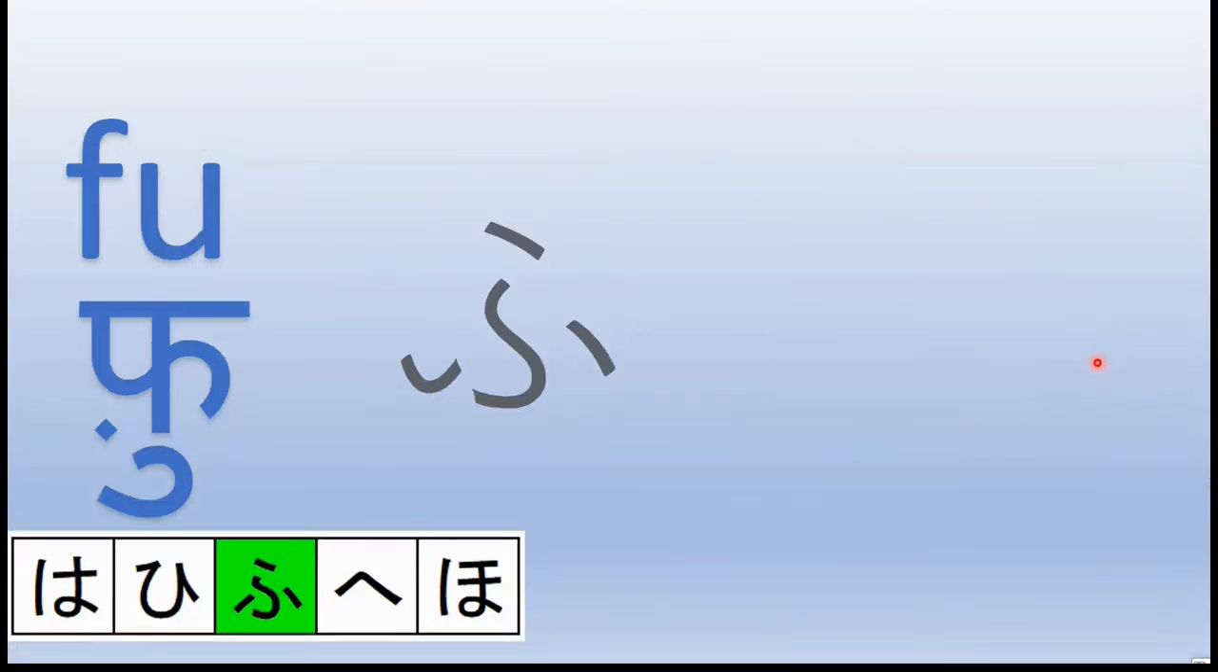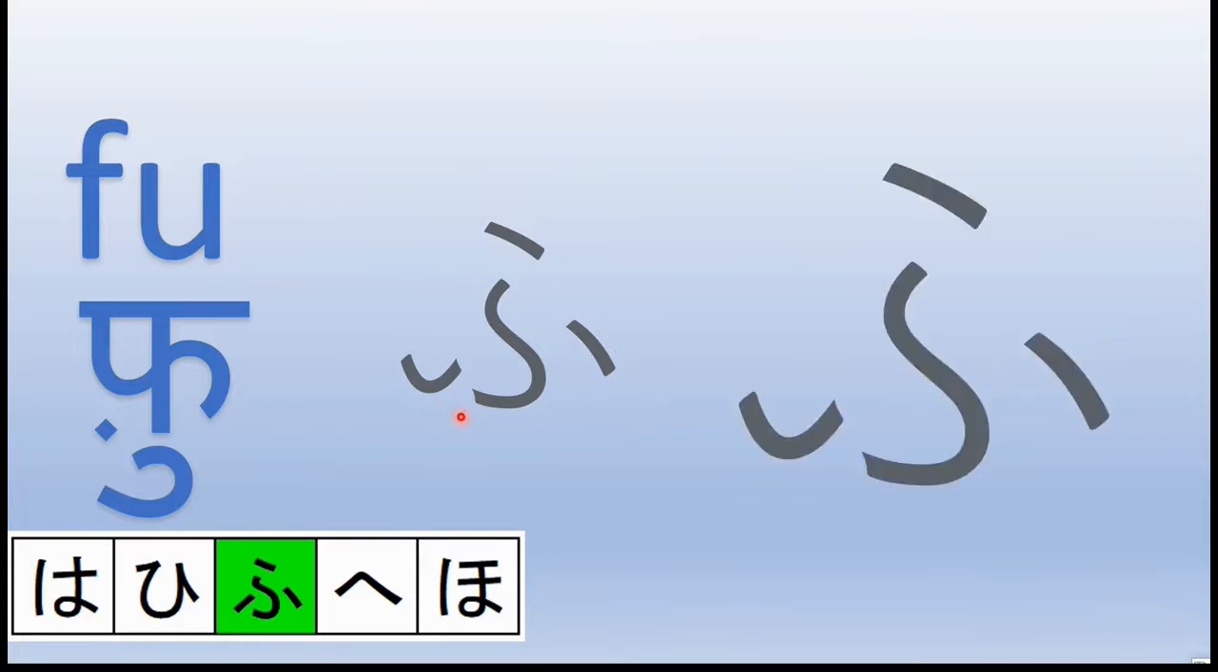Then we have fu. As you remember, after ha and he, there is no hu, but it is pronounced as fu. So this is the fu symbol, and how it is written, let's see. This is the first stroke. This is the second stroke, like an S. This is the third stroke, and this is the fourth stroke. So in 4 strokes, we have to write this letter fu.